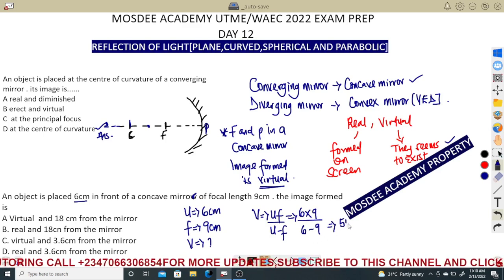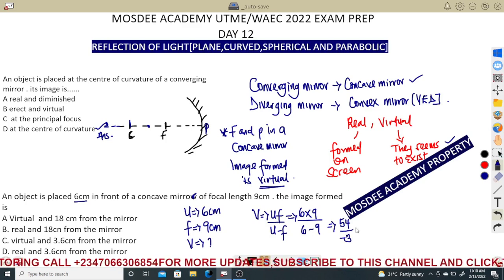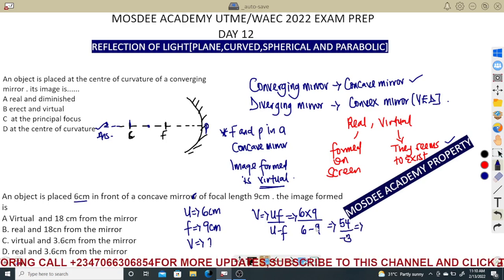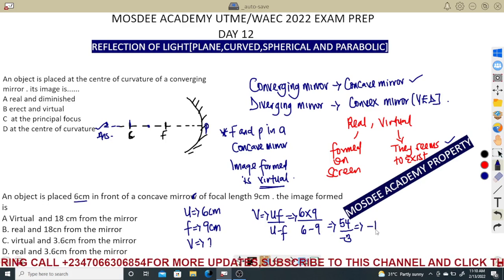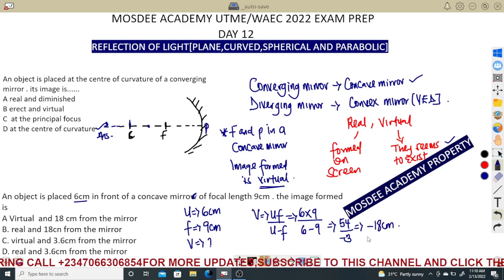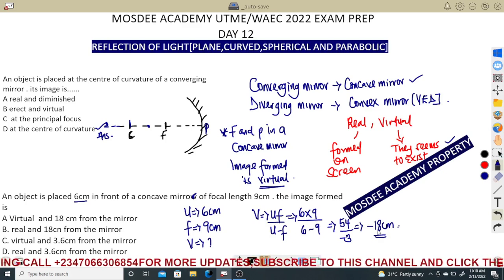It means the image is behind the mirror. We've talked about that. This is 6 times 9 is 54. I hope I don't make a mistake, and if I make a mistake, correct me in the comment box. 18 centimeters. So that negative 18 centimeter means the image is virtual.